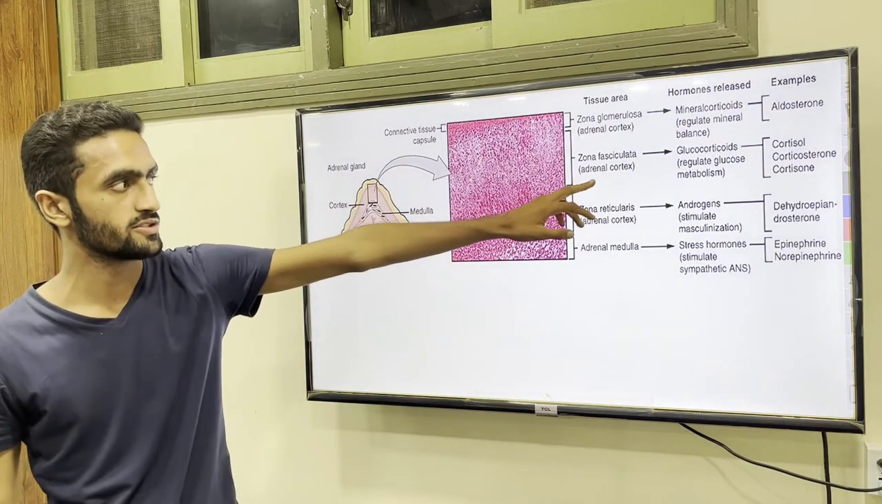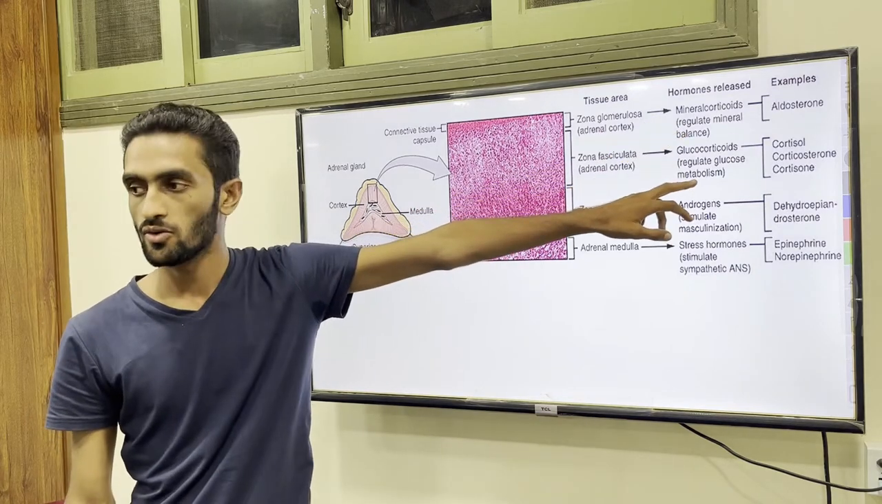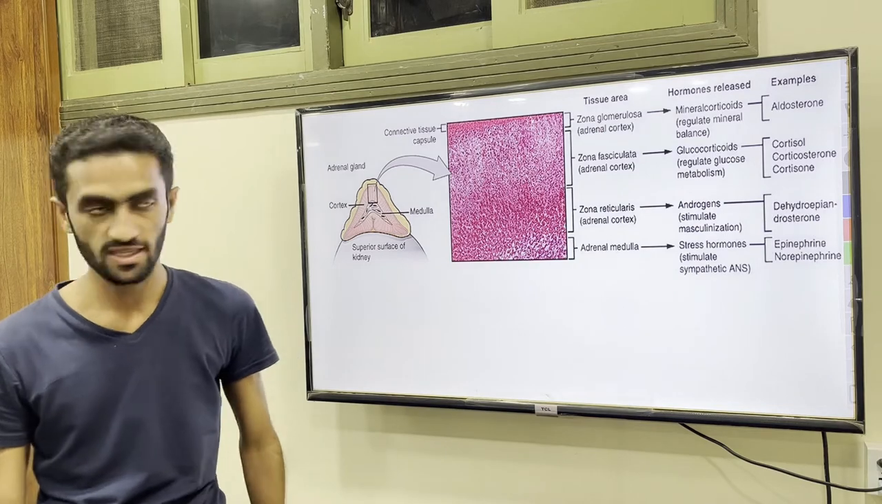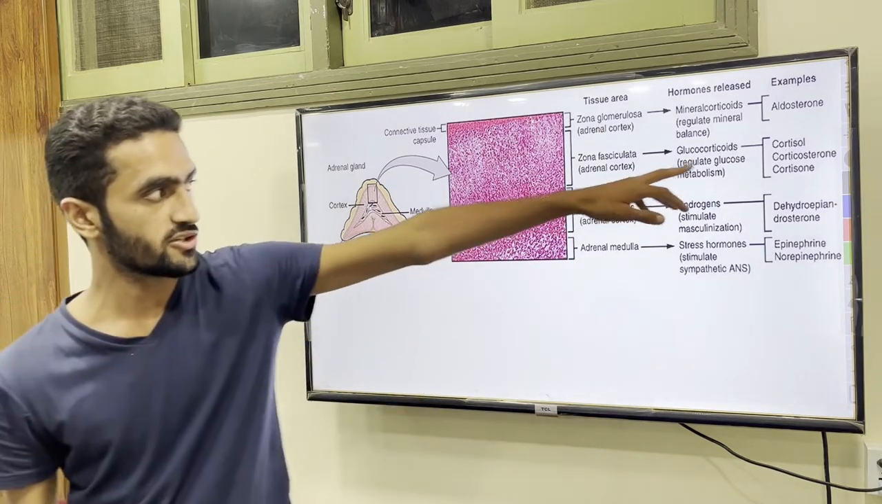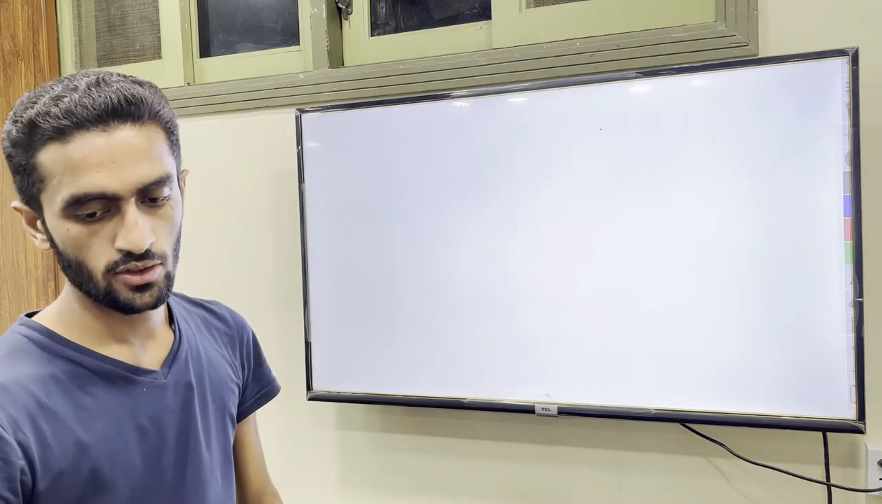Glomerulosa, fasciculata, reticularis, medulla: mineralocorticoid, glucocorticoid, androgen, stress hormone, or you can say the sympathetic pathway. So testosterone, cortisol, different hormones are mentioned here, and we will discuss them later.